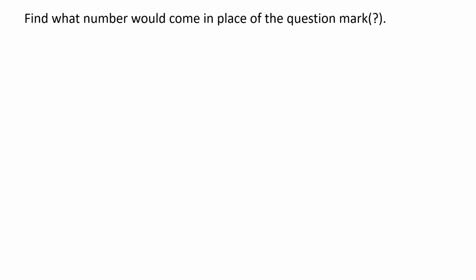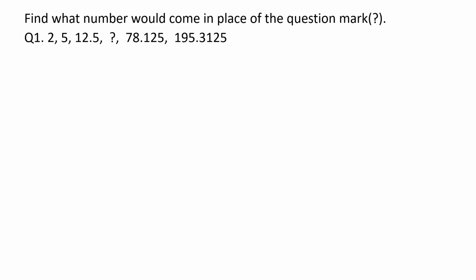First question. Find what number would come in place of the question mark. The series is 2, then 5, then 12.5, question mark, 78.125, 195.3125. Here if you see the ratio between the first and second term, that is 2 and 5, is 2.5, second and third also 2.5, 5 and 12.5 is also 2.5.